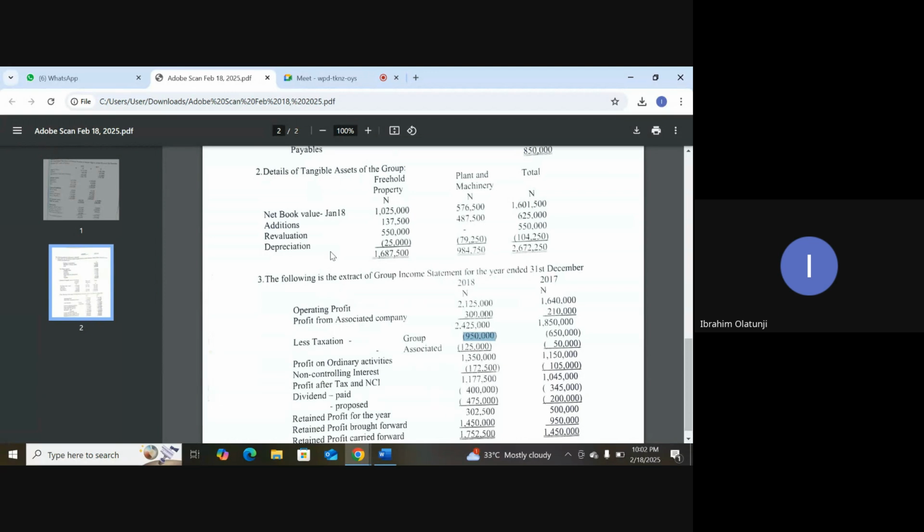So where can you get your tangible assets? You can see note 2. We have freehold property, plant and machinery. So these are the tangible assets. Then we can now do the working, and let's see whether we truly paid for acquisition of a new asset. Are we good to go? Yes, we are. Okay, good.